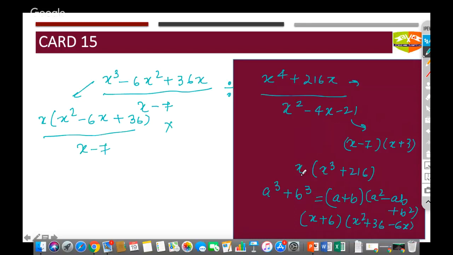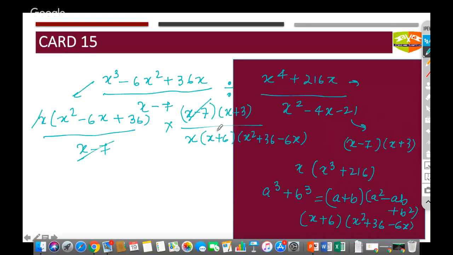So x minus 7 x plus 3 goes in the numerator, and what comes in the denominator is x into x plus 6 into x square plus 36 minus 6x. So this x minus 7 and x minus 7 is gone.